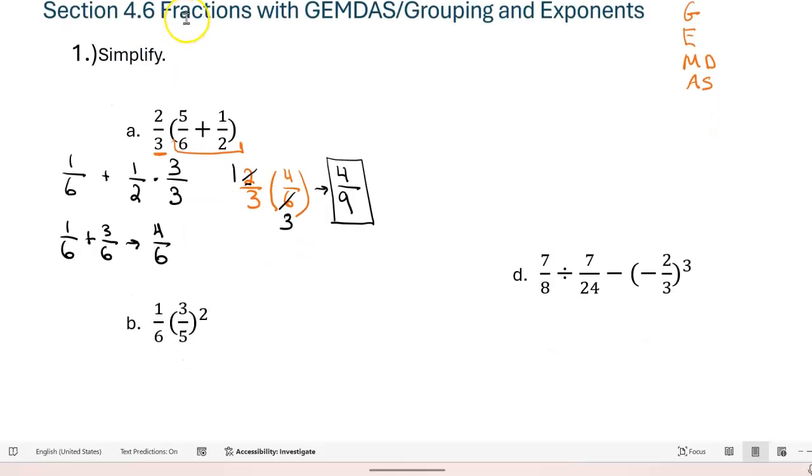All right, if you want to see how you're doing with remembering and going through these processes, I would go ahead and pause the video, try B, and then check to see how you're doing.